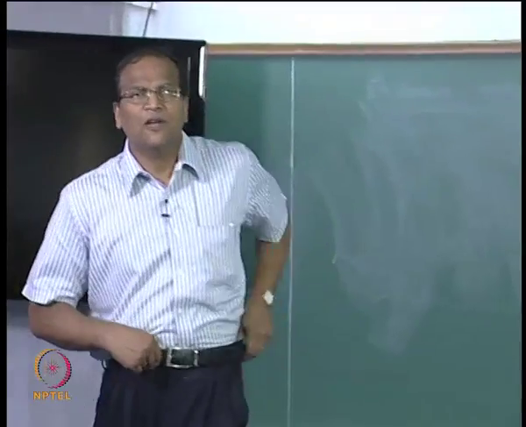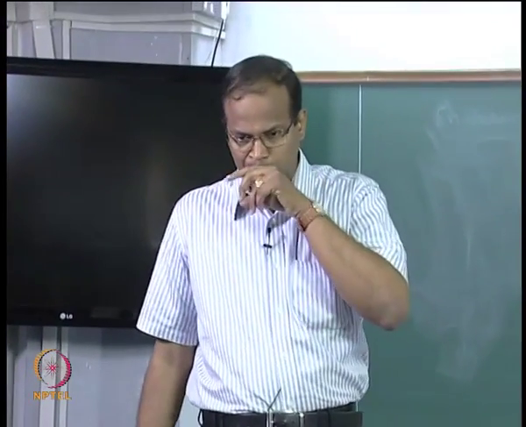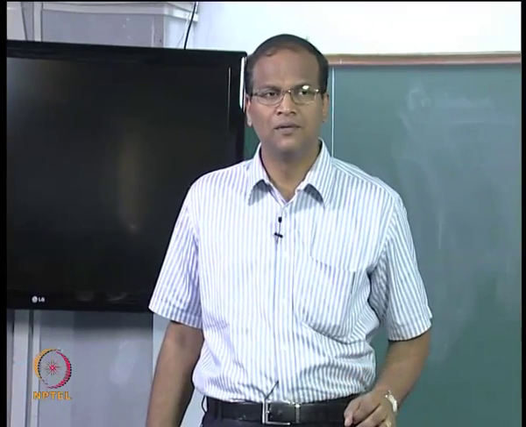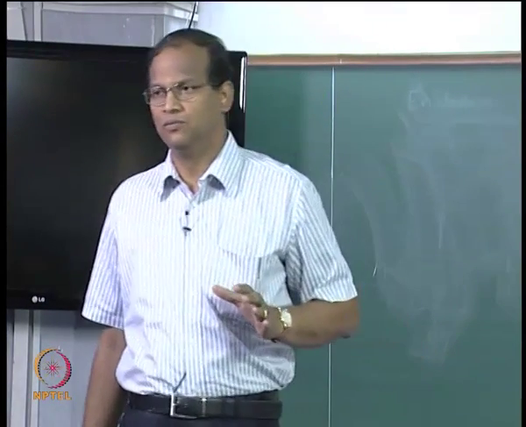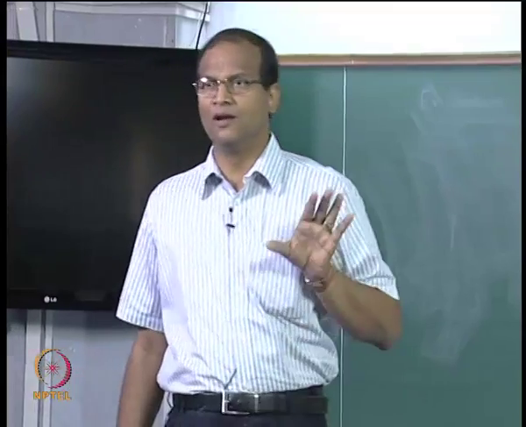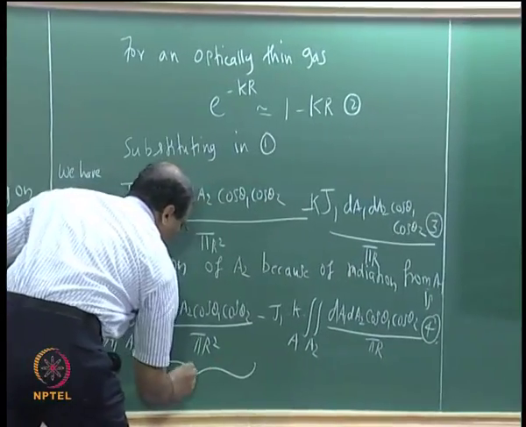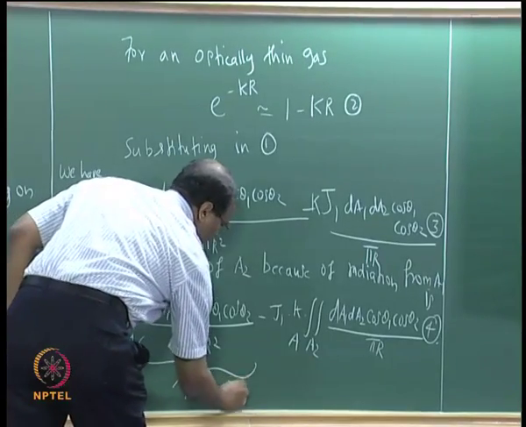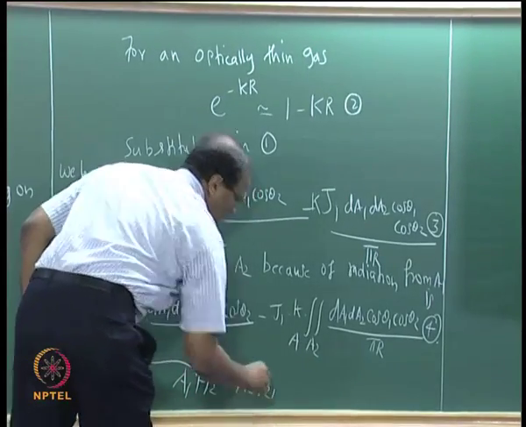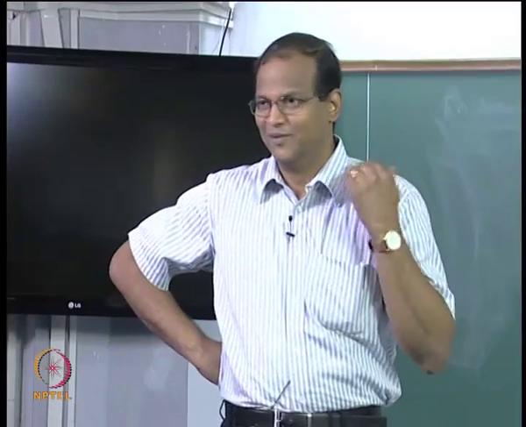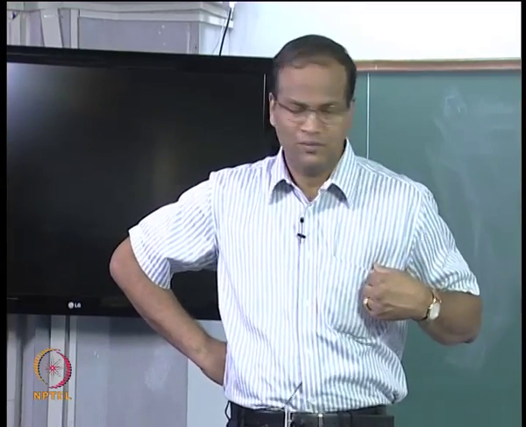What is the first term? J1 into... what is the integral? It is not U factor, be precise. A1 F12. U factor is 1 by A1. Okay. So, this is known to us. We solved so many problems with this, we solved so many problems without this. Okay. So, that is A1 F12.